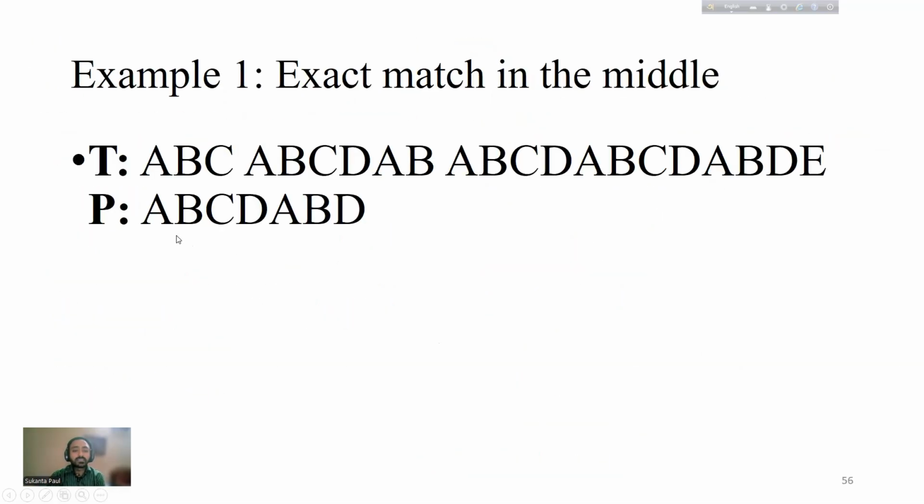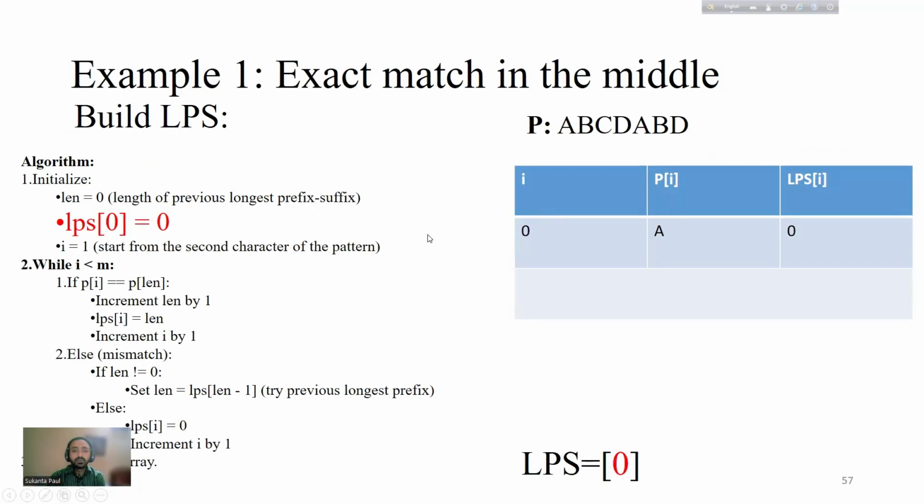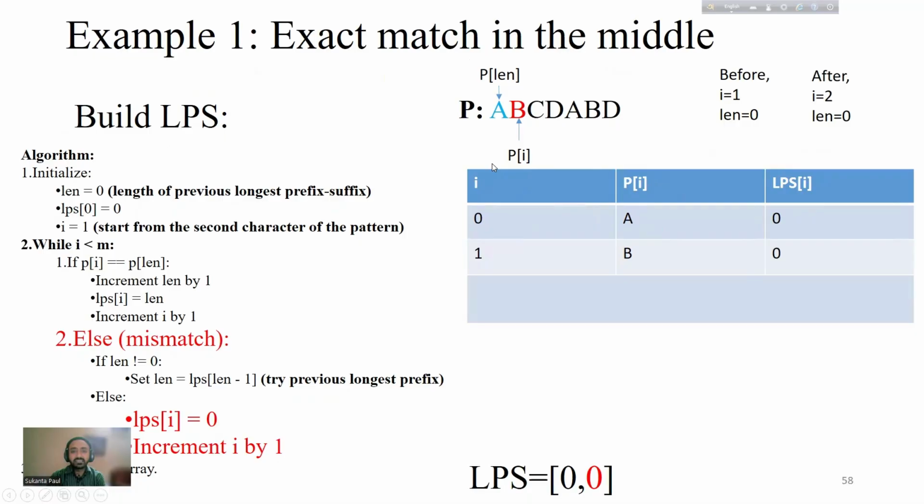Okay. This is our input T and pattern P. So at first we have to create the LPS array for the pattern P. So initially the value of len is equal to 0 and LPS[0] is equal to 0 here. Since I is equal to 0, that means P[I] is equal to A. Now a scan is started here. So I is equal to 1 and len is equal to 0. That means we will compare P0 with P1, A and B. There is a mismatch occur.